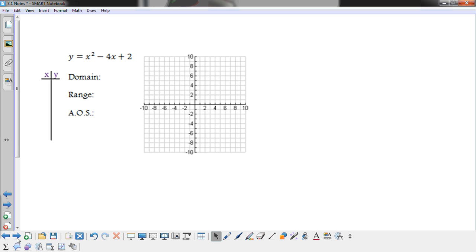Just a reminder, on the EOCT, which we take in May, we can't use the graphing calculator. So don't get to where you can only do this on a graphing calculator. You'll be in trouble later.